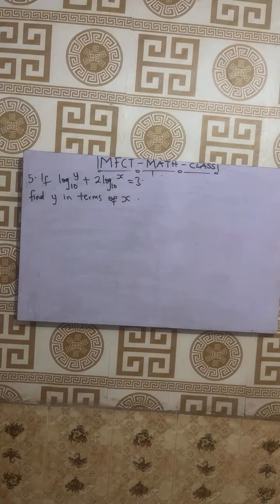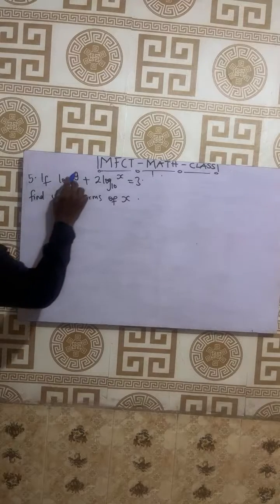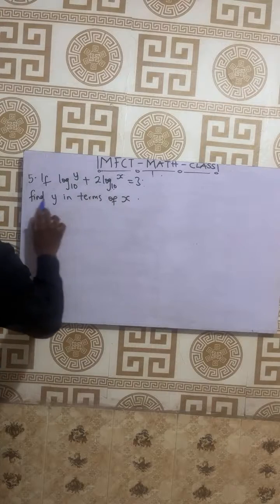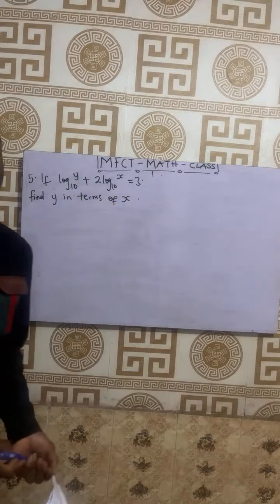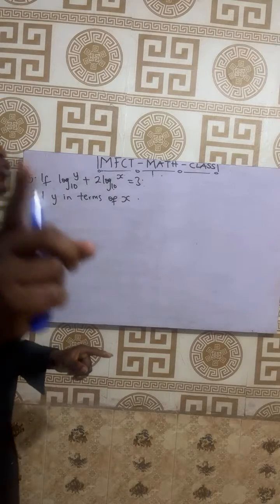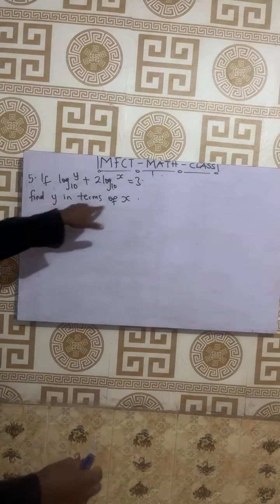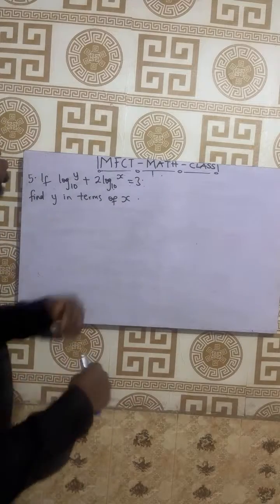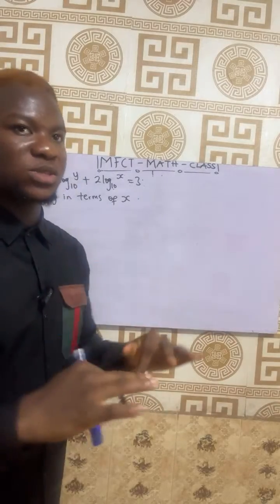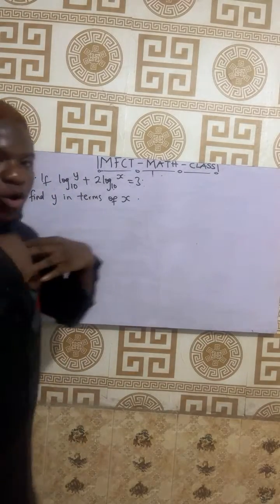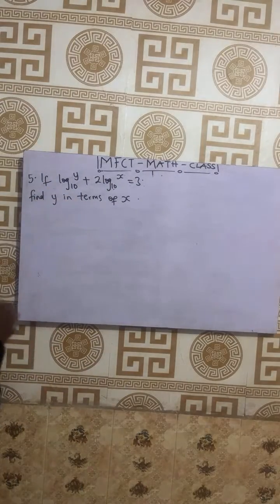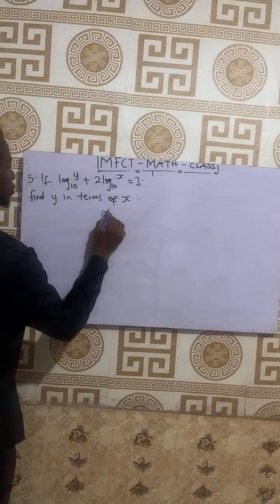Now, if log y base 10 plus 2 log x base 10 equals 3, find y in terms of x. Guys, whenever they ask you to look for one parameter in terms of another parameter, what they mean by find y in terms of x is that you should make this y the subject of the formula. That is to say, let this y stand on its own. So now, find y in terms of x. So guys, just write solution.